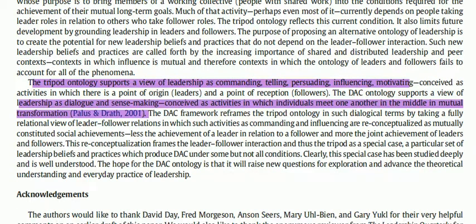So let's summarize. The tripod ontology supports a view of leadership as commanding, telling, persuading, influencing, and motivating. Whereas the DAC ontology supports a view of leadership as dialogue and sense-making, conceived as activities in which individuals meet one another in the middle of a new mutual transformation. Well, that's where I want to get to with my community of practice in the business school. I want to get us to a point where we're constantly helping each other to transform each other. It's not a one leader transforming followers, it's everybody transforming each other in different ways. So I've got this complexity and web of beliefs and activities going on.